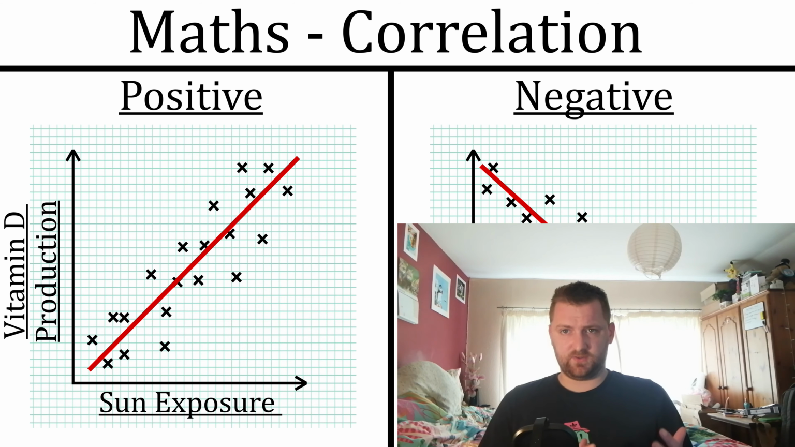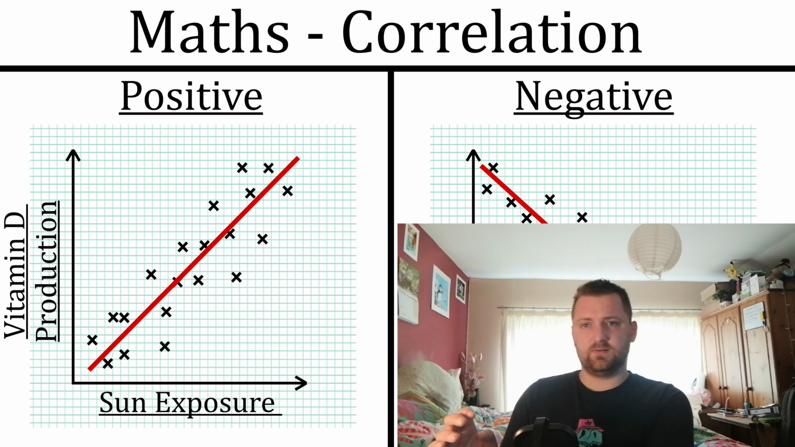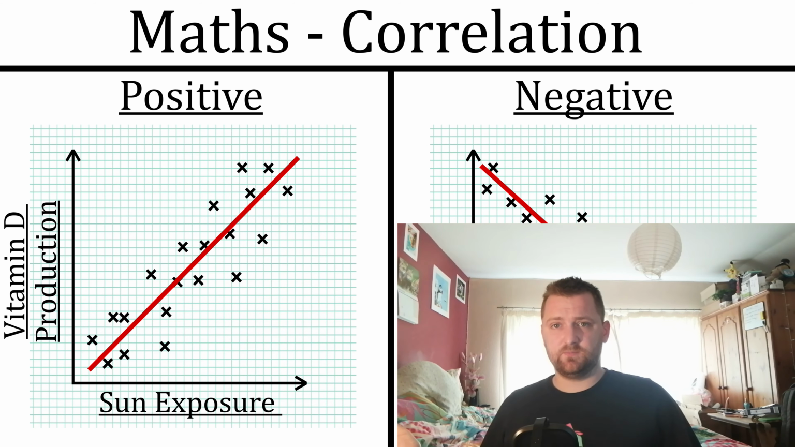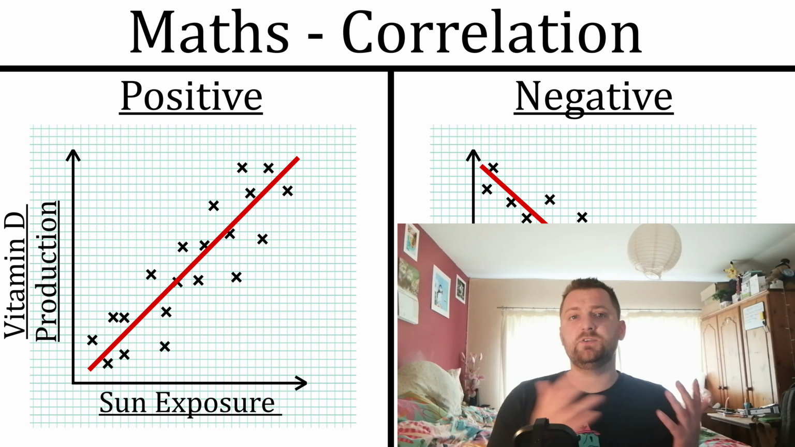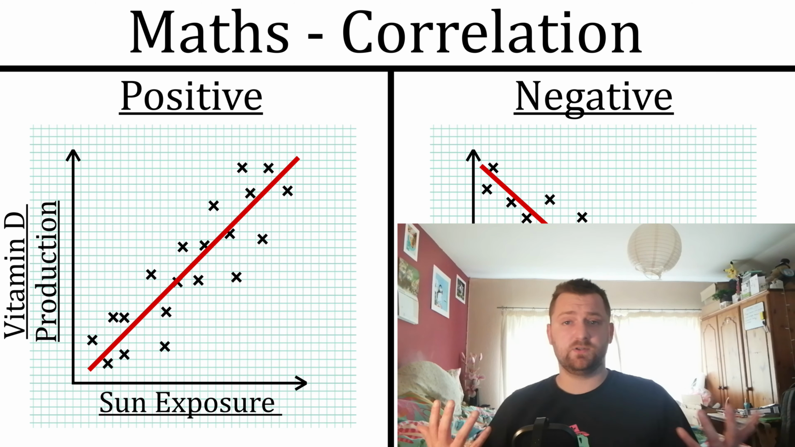Let's start with the graph on the left. So just explaining the graph. On the bottom, the x-axis, we have sun exposure. So that is how much sun someone is getting on their skin when they're going outside, okay? On the y-axis, we have vitamin D production. So if you didn't know, you produce vitamin D when you're out in the sun, okay? When the sun touches your skin, you produce vitamin D.